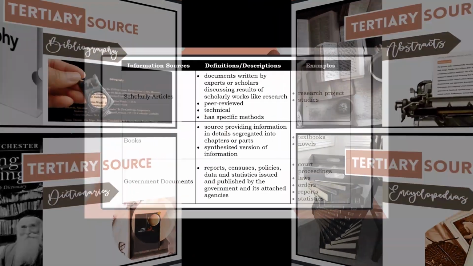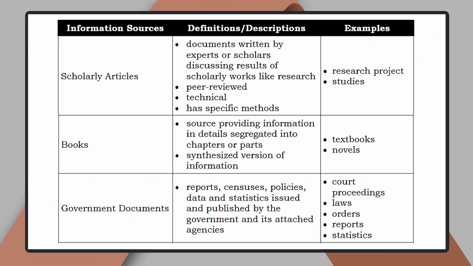So, this one is additional information. Aside from those presented during your lesson 1, let us go about these additional information sources. Okay. So, added to your information sources, you have scholarly articles. When you say scholarly articles, these are documents written by experts or scholars discussing results or scholarly works like research. Scholarly articles are peer-reviewed, meaning they were subjected to reviews from peer researchers.